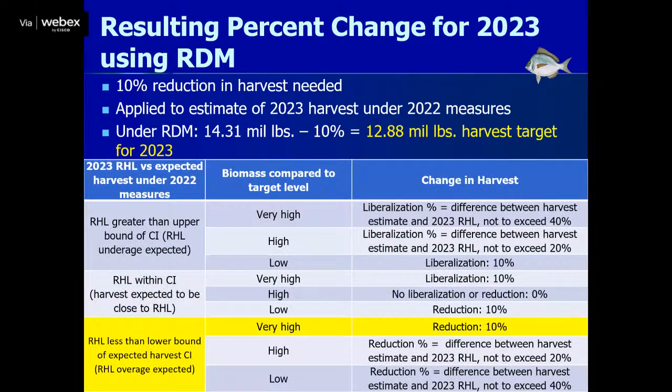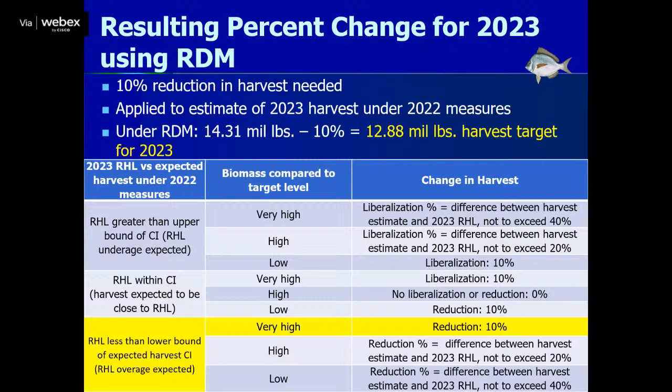So as described earlier, the RDM does result in a different percent change for Scup compared to the RFDM. If we look at the percent change approach table at the bottom here, since the entire confidence interval around the RDM estimates the 2023 harvest is completely outside or above the 2023 RHL, that lands Scup in this last row of column 1. Then if we consider biomass for Scup again, that's again in that very high category, which then leads to a 10% reduction.